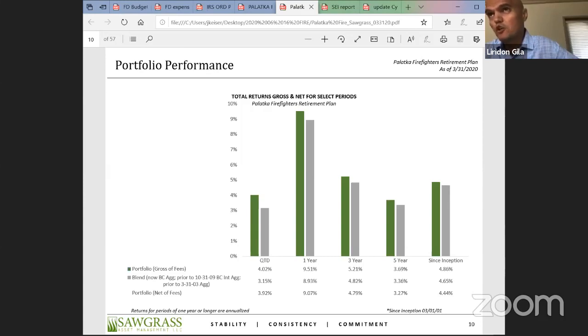The first part was the crash, the biggest sell-off in equities, the fastest sell-off in equities in history, 36% down in a matter of 23 days. And then we got that snapback recovery, which was driven primarily by the Federal Reserve.